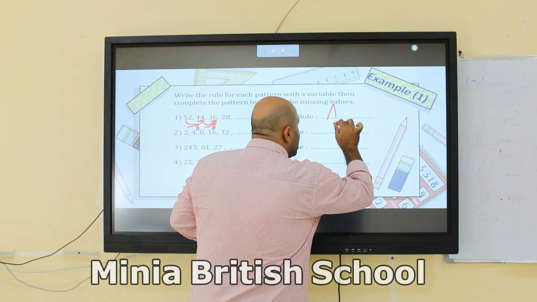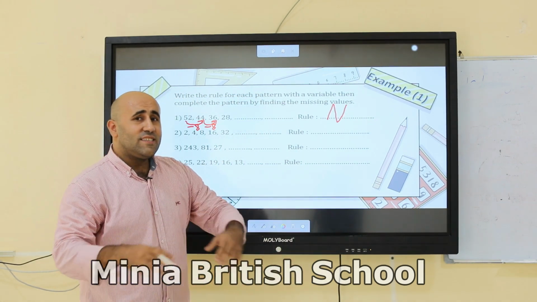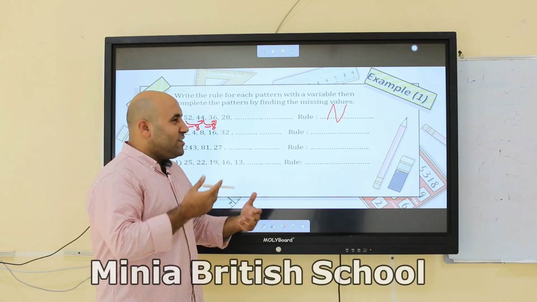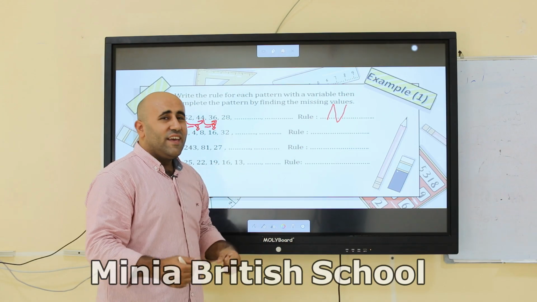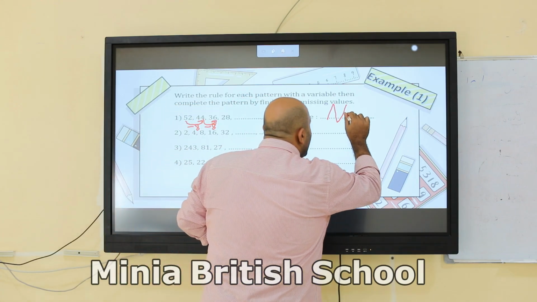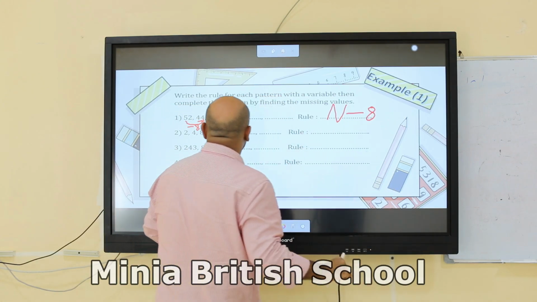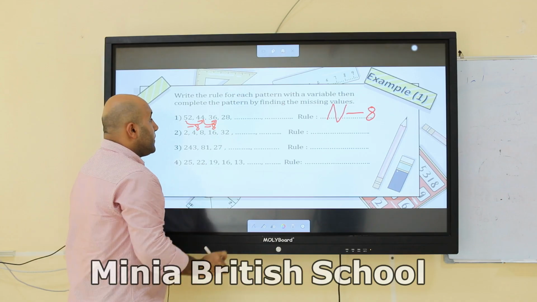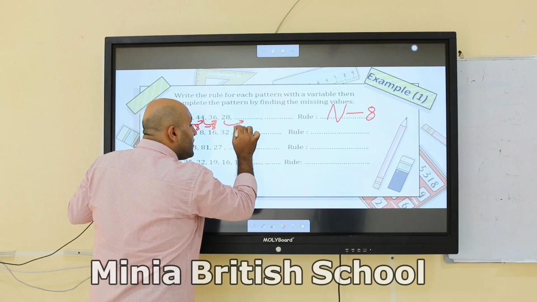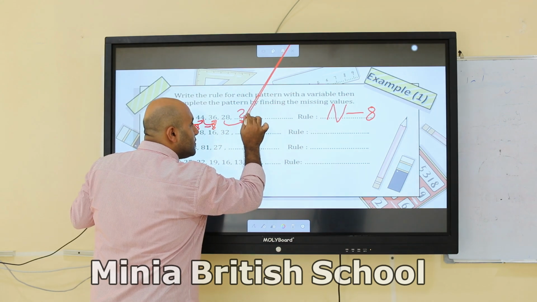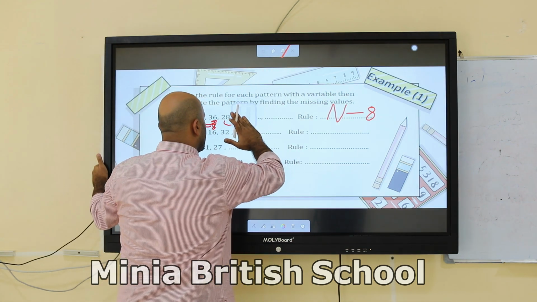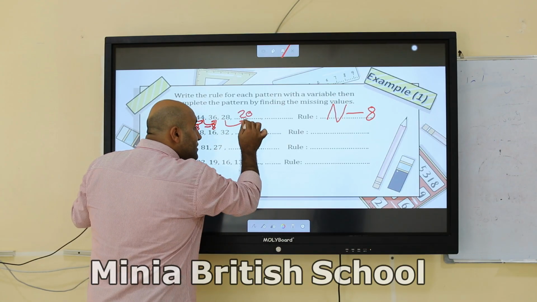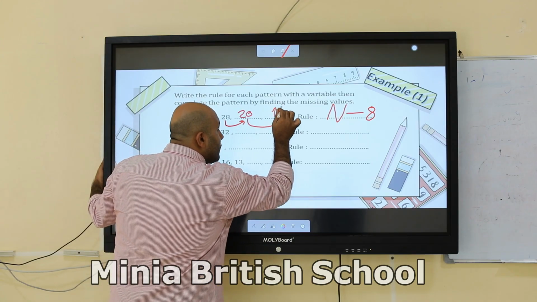Any number will be symbolized by n. You can put any symbol you want, you can say P or S, but I'll choose the easy one, so the symbol will be n. It is subtracted by 8, so it will be n minus 8. This is the rule, so I can apply it with all numbers. 36 minus 8, 28 minus 8 gives me 20. 20 minus 8 will be 12, and so on.